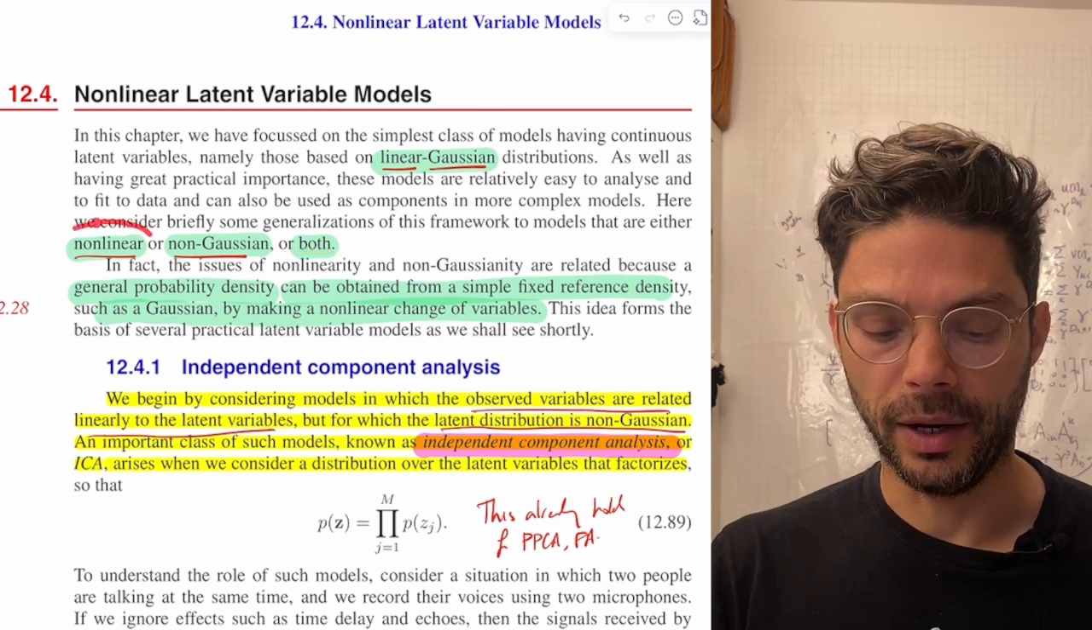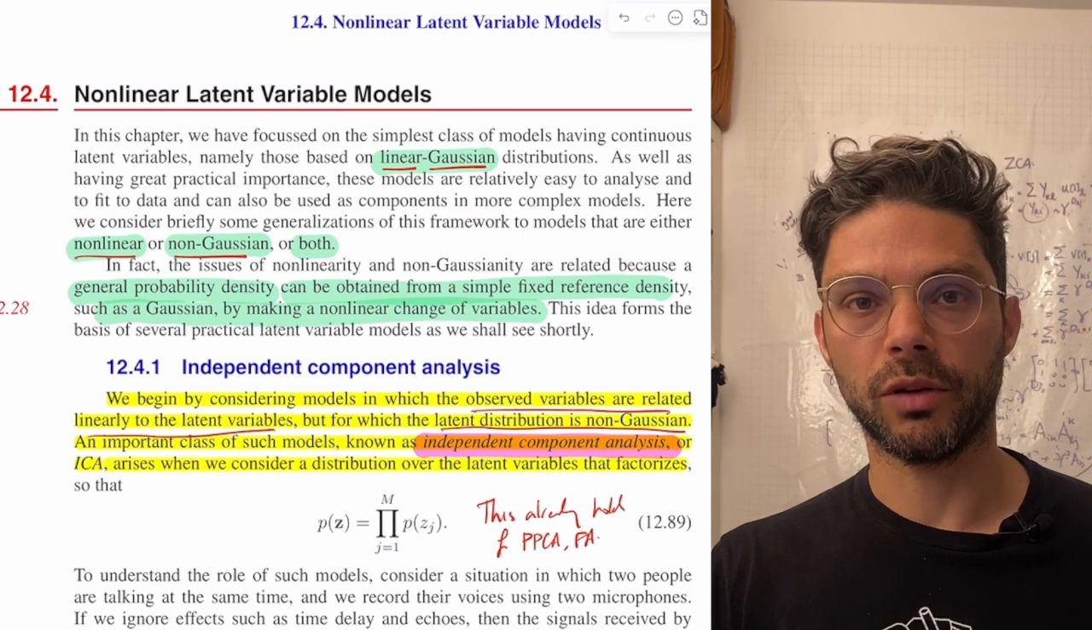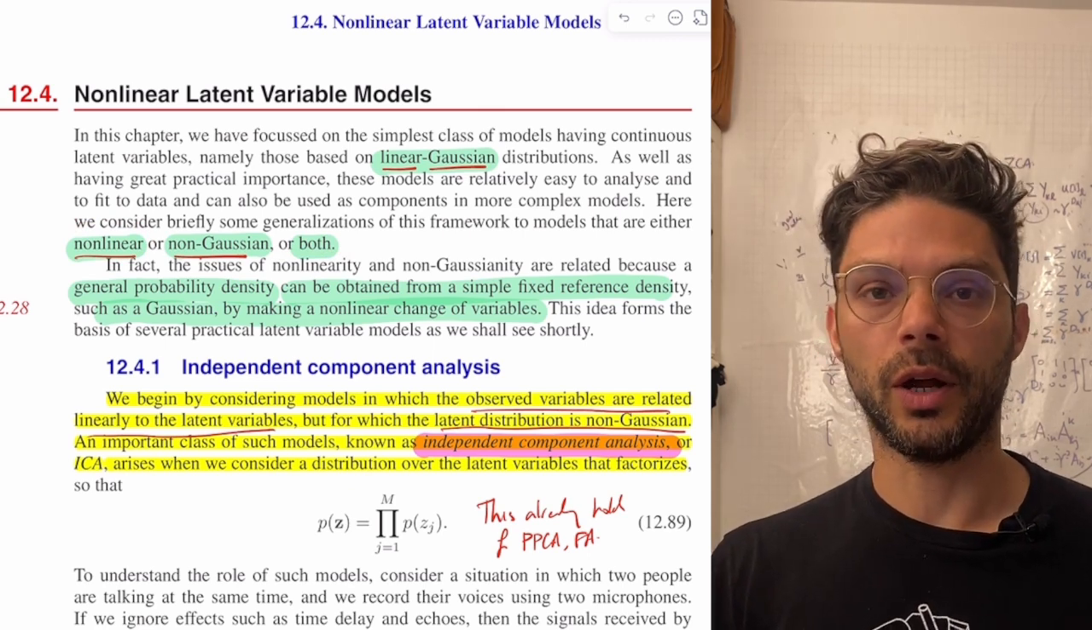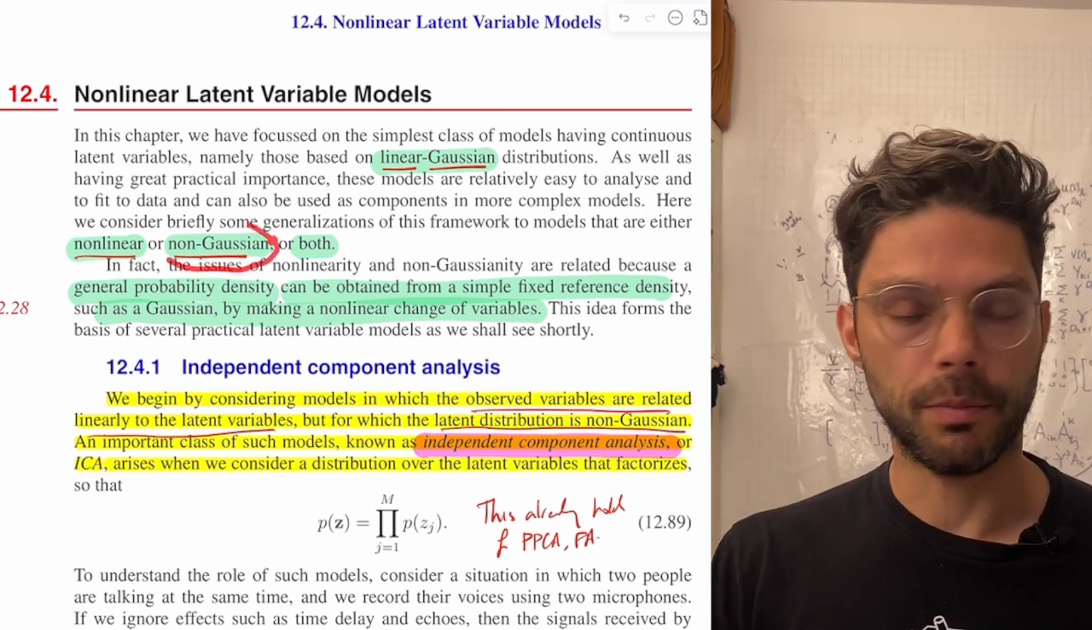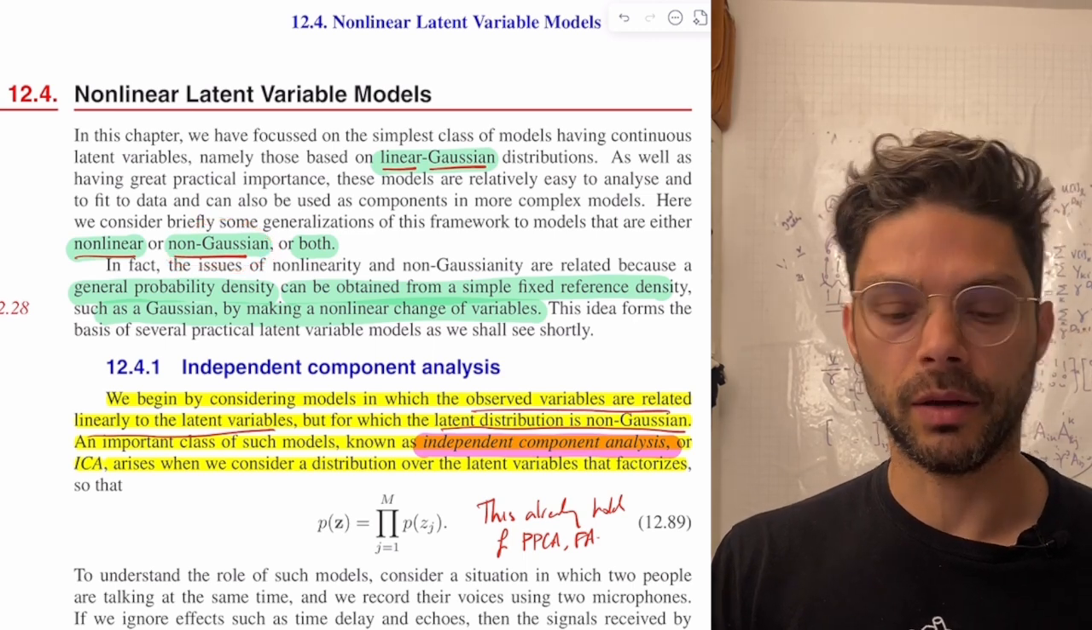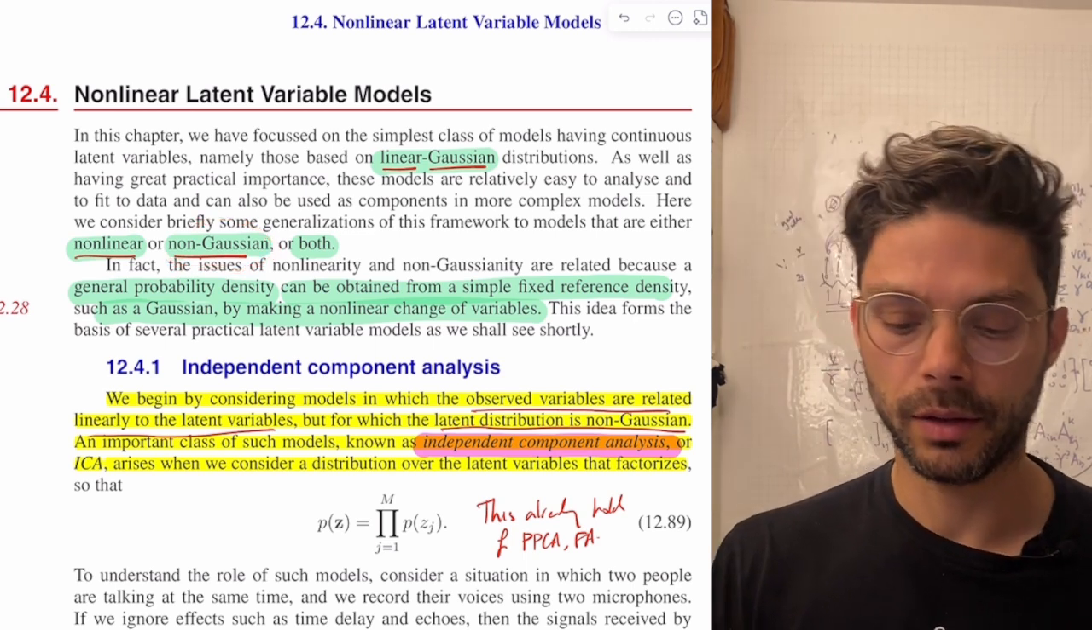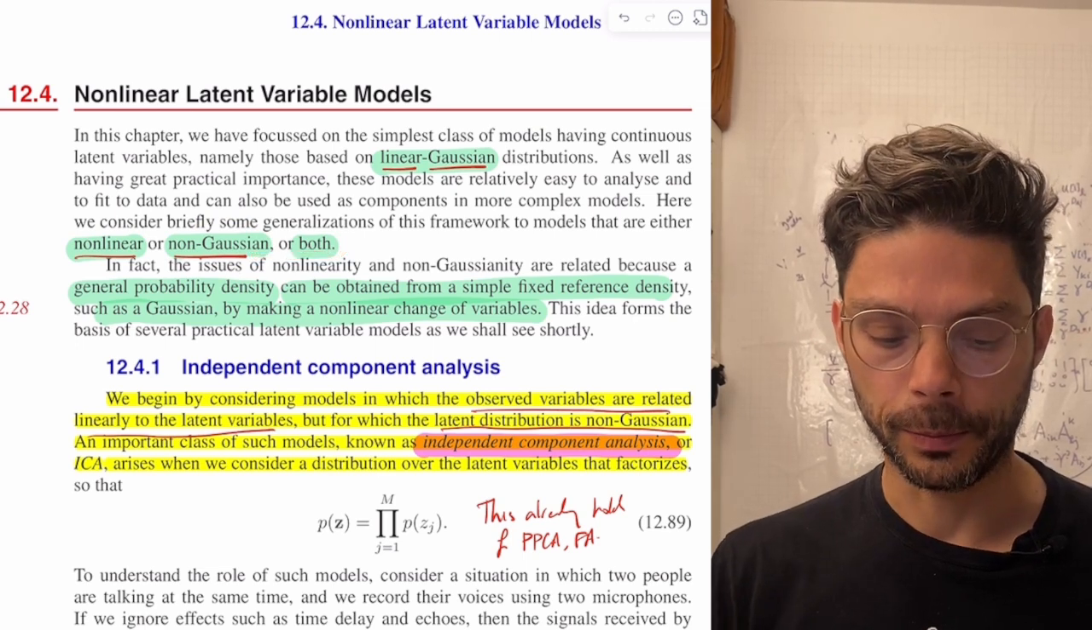So we're going to be talking about sections where the projections from the latent variables to the observations are nonlinear projections, where, for example, the priors on the latent variables are non-Gaussian, and sometimes both of those things together.